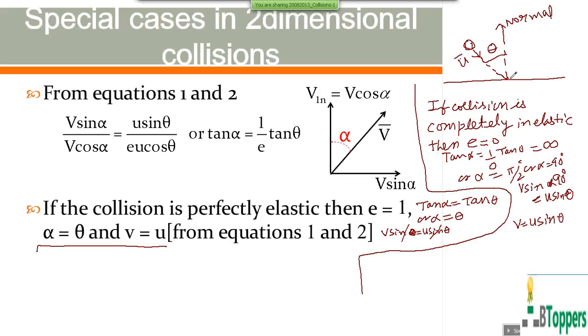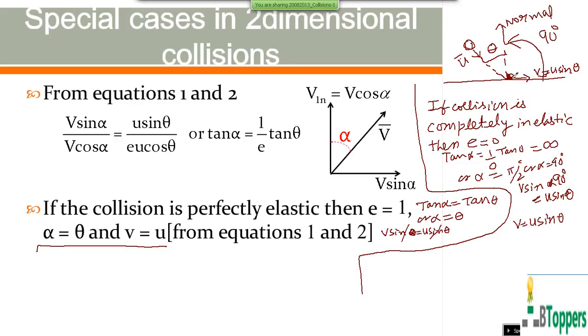But if the collision is completely inelastic, then alpha will be 90 degrees and v will be u sin theta. That means after the collision, the ball moves along the plane, tangential to the plane, with the velocity equal to the tangential velocity. Only tangential velocity exists. Velocity in the normal direction becomes 0 after the collision.